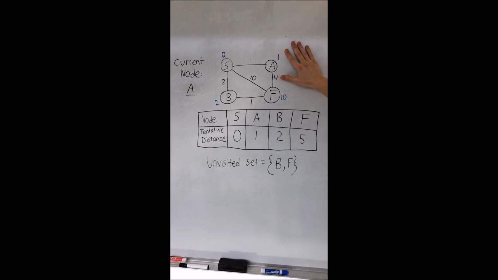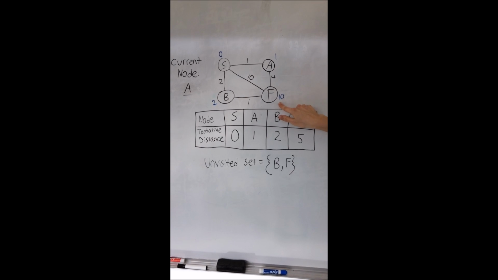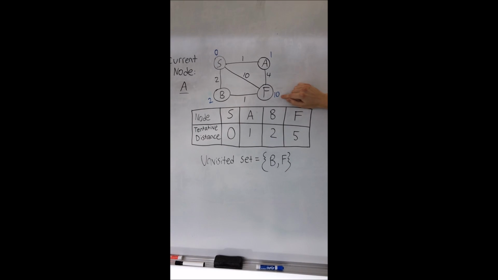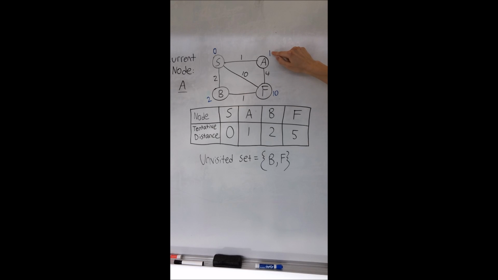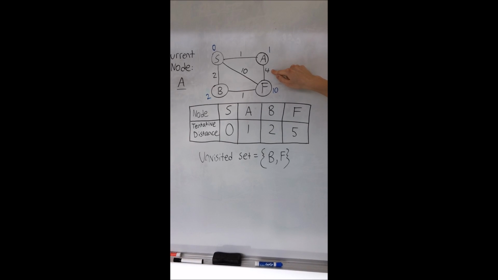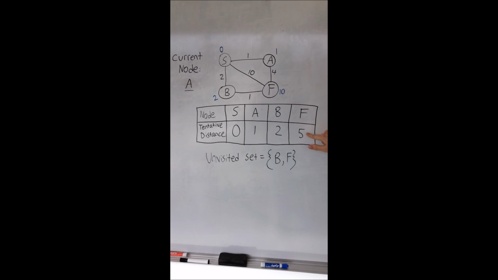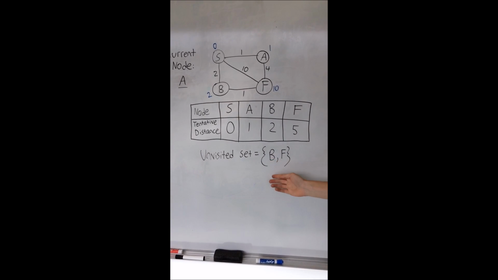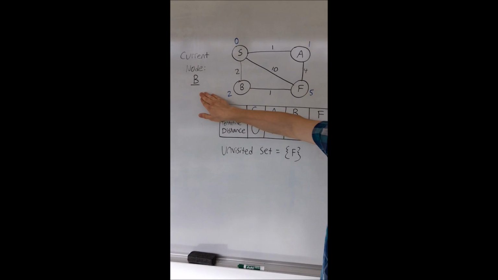We then look at all of A's unvisited neighbors. In this case, that is only F. We then compare F's old distance value, which is 10, to the new path distance from A, which would be 1 plus 4. Because 1 plus 4 is less than 10, F's new distance value becomes 5 instead of 10, and the unvisited set is updated to remove A from the unvisited set. We then assign a new current node.